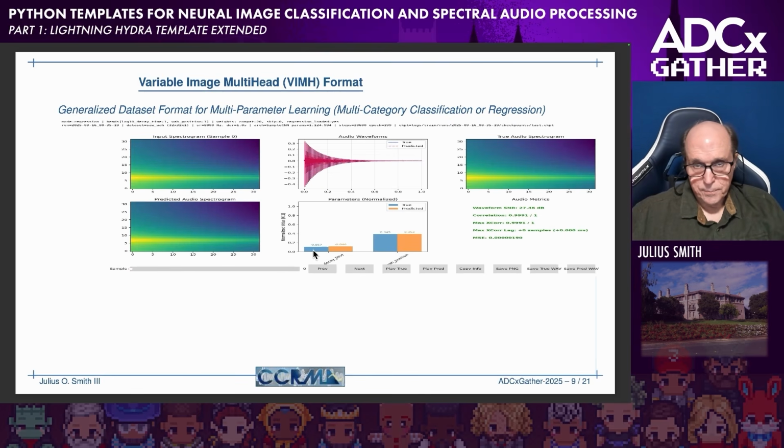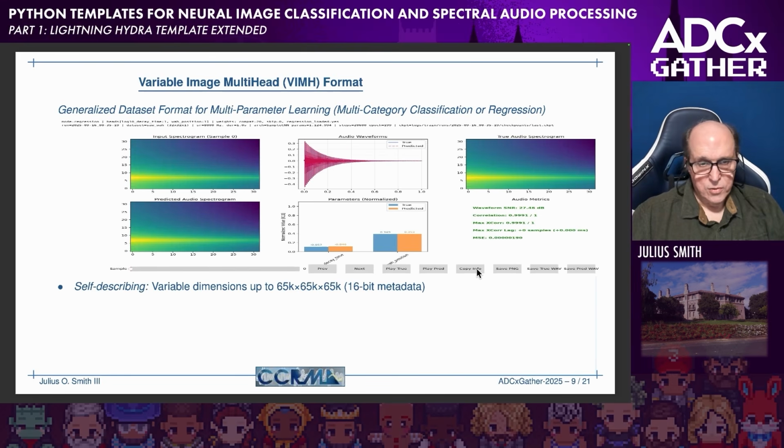So there's a decay time, and there's a wah position, and it just nailed it. So it's just really working. This is my version of the MNIST MLP that came with LHTE. So LHTE extends that, and then in my next project, I'll have the Neural Spectral Modeling Template.